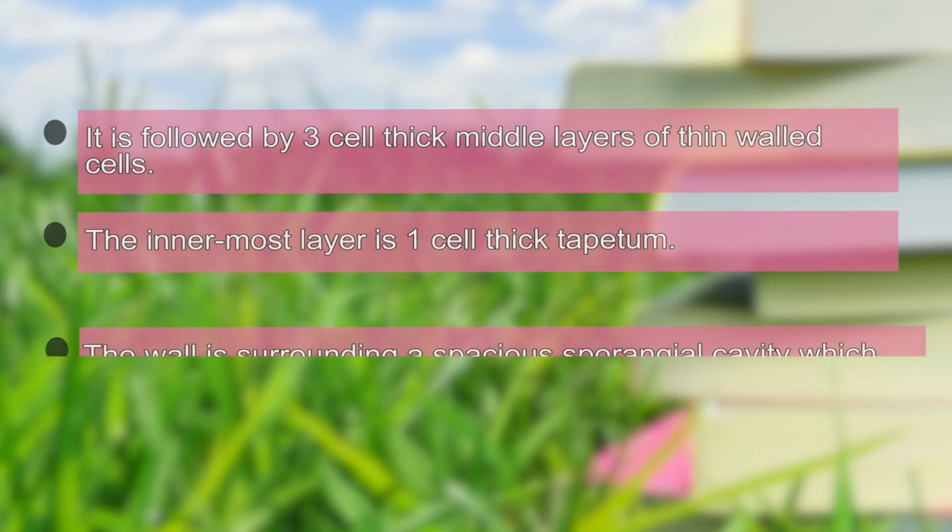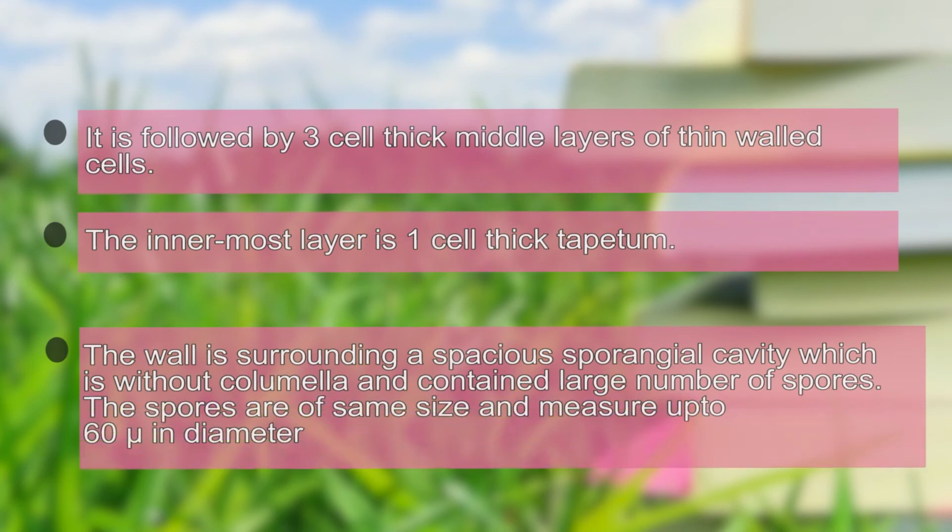The wall surrounds a spacious sporogenous cavity which is without columella and contained a large number of spores. The spores are the same in size and measured up to 60 micron in diameter.